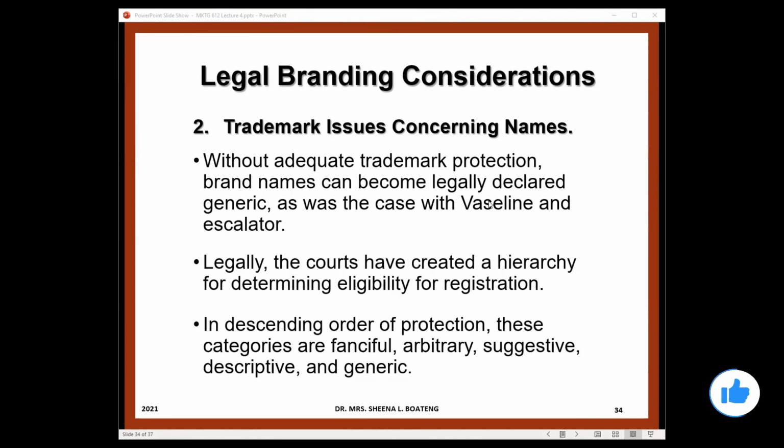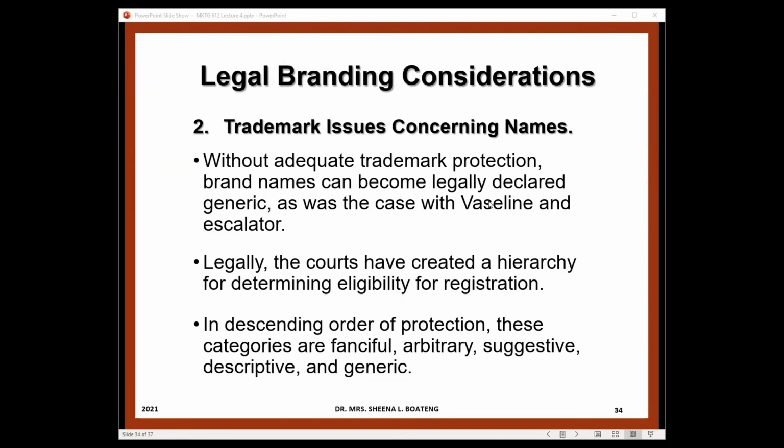But because they failed to take the necessary steps to trademark the name, it became synonymous with all products of that nature, being staircases that move people up and down, right? So depending on the kind of name that you create and the kind of product you associate it with, based on what the legal system says, you may or may not be eligible to trademark it.